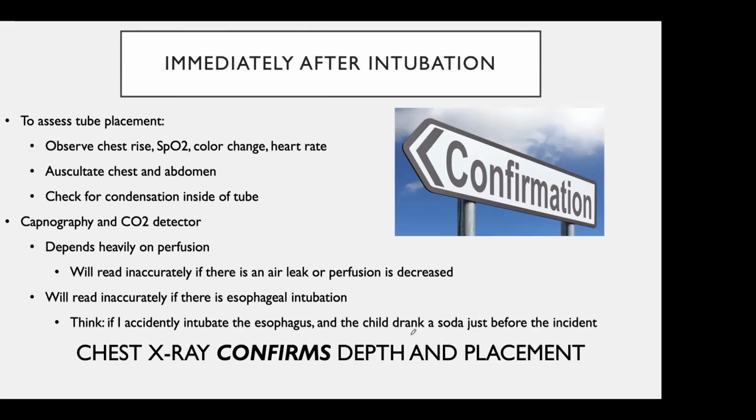You've got to think, folks, it's really the hydrogen ion secondary to CO2 crossing the blood-brain barrier. CO2 can't cross the blood-brain barrier, hydrogen does. But it's really that causing acidity per se. So if we have hydrochloric acid in our stomach, maybe we drink a Coca-Cola or something before, it can read inaccurately in that manner. So think: if I accidentally intubate the esophagus and the child drank a soda just before the accident, it could definitely read inaccurately. So I say again, we're looking at an NBRC or RT exam. It's the verbiage, right? Don't get switched up on this. The chest x-ray is what confirms depth and placement. I repeat, confirms depth and placement.